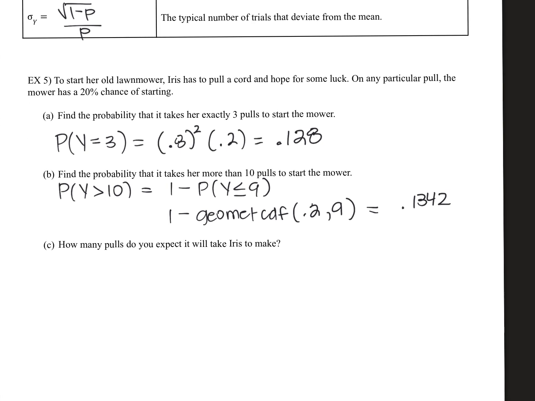Lastly, how many pulls do you expect it will take Iris to make? So this is our expected value. So 1 over p, which is 0.2, which is 5. So on average, you will expect Iris to have to pull it 5 times before the lawnmower will start.